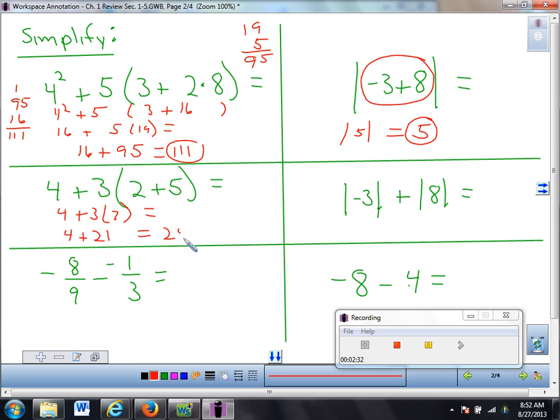Multiply, and then you add. I'm going to do the grouping symbols first. 3 plus 8 gives you 11. Okay, on this one, I'm going to write it as an addition problem. So 2 negatives make for a positive.